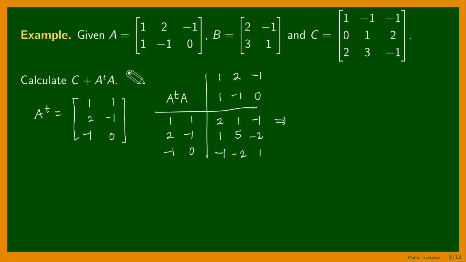So therefore, A transpose A is a 3 by 3 matrix: 2, 1, minus 1 in the first row, 1, 5, negative 2 in the second row, and negative 1, negative 2, 1 on the last row, or the third row.